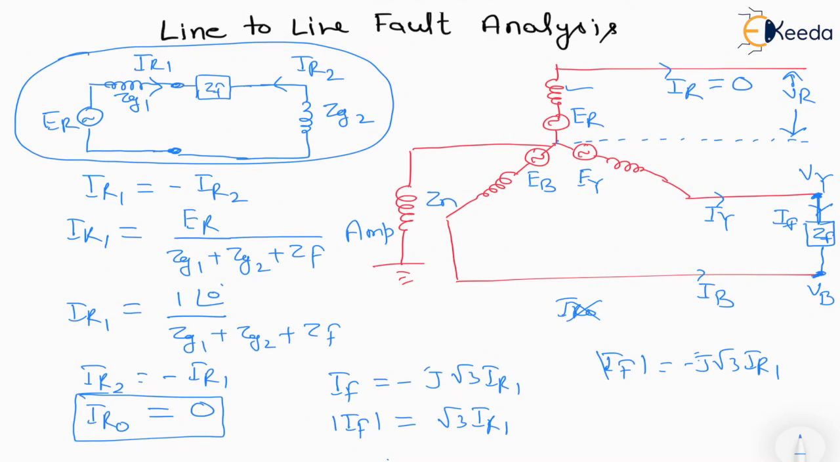Still, as we have calculated the values of VR, VY, VB and VRY, VYB, VBR, in the same way we can calculate them in line to line fault analysis also. So here it is all about line to line fault analysis. Thank you.